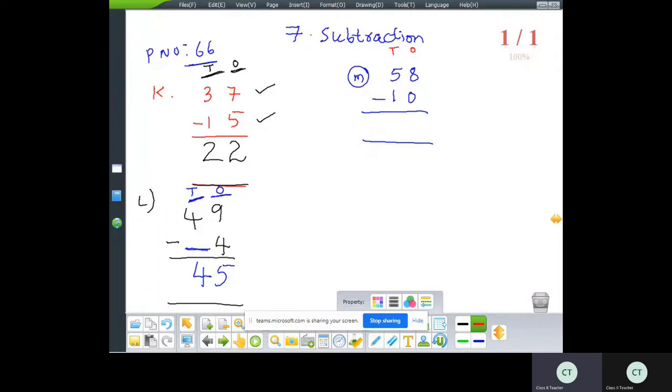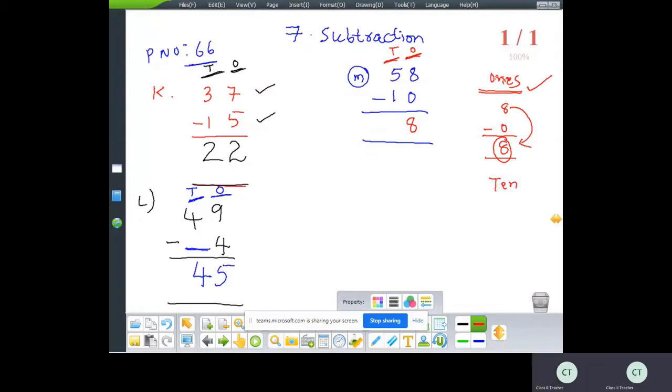First we subtract on the one place. The digits in the one place are 8 and 0. It means 0 is subtracting from 8. When 0 is subtracted from any number, we get the same number again. 8 minus 0 is equal to 8. This answer 8 we write in the one place. Now subtracting on the 10s place.